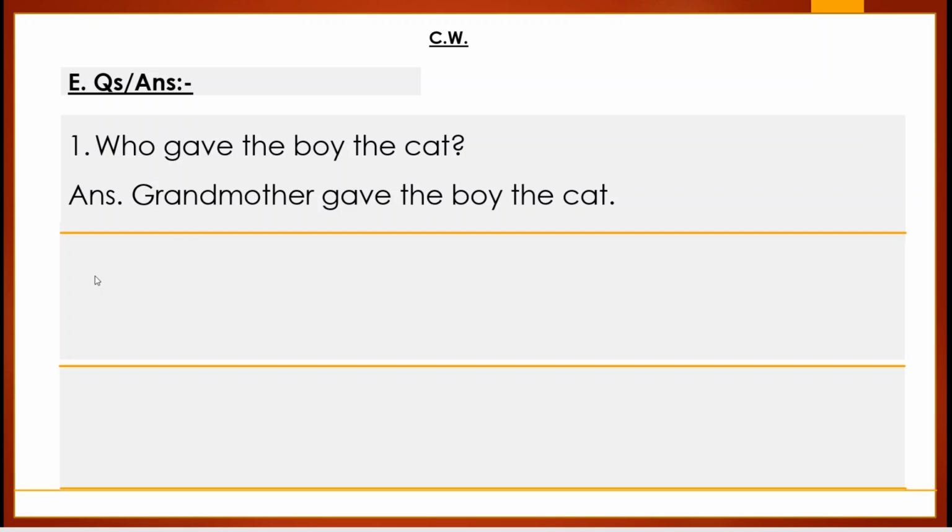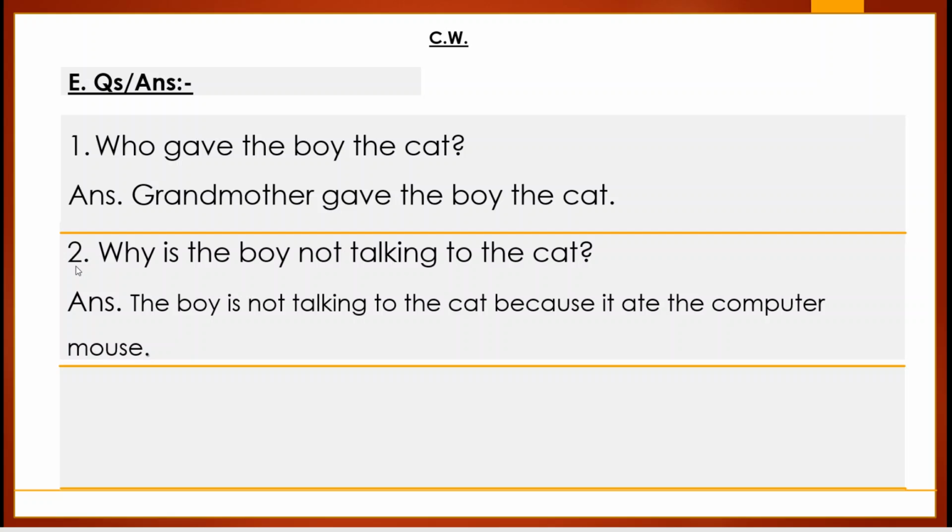Now write down the second question. So the second question is, write down number two. Question number two: Why is the boy not talking to the cat?